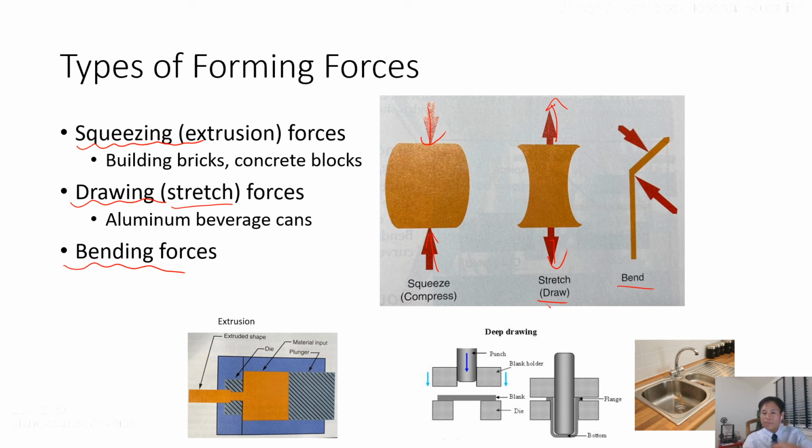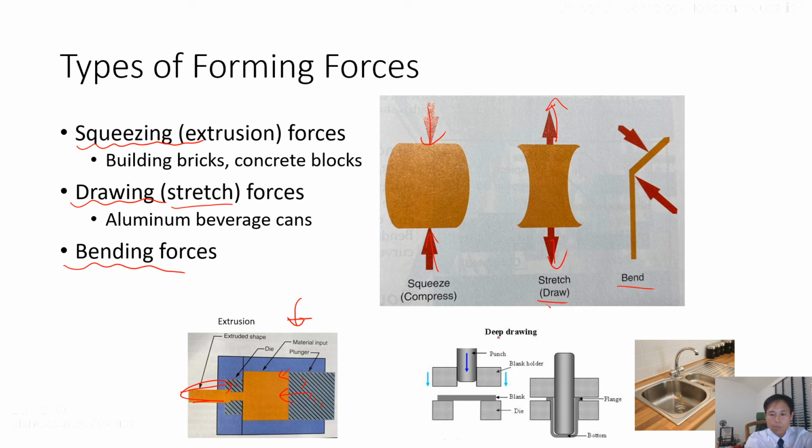The first example, the squeeze compress force, is used in die processing. This is a die process. This is the plunger, and we already poured the molten metal, and then push, squeeze, and create our final product. That could be wire or a certain product, depending on the die. The die creates the shape. This is the example of the squeeze force.